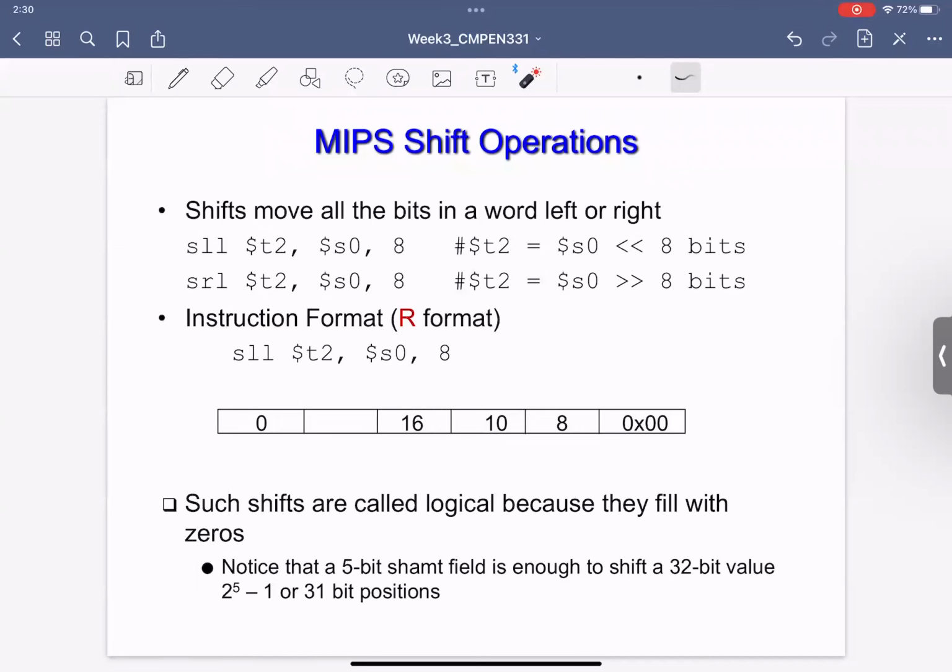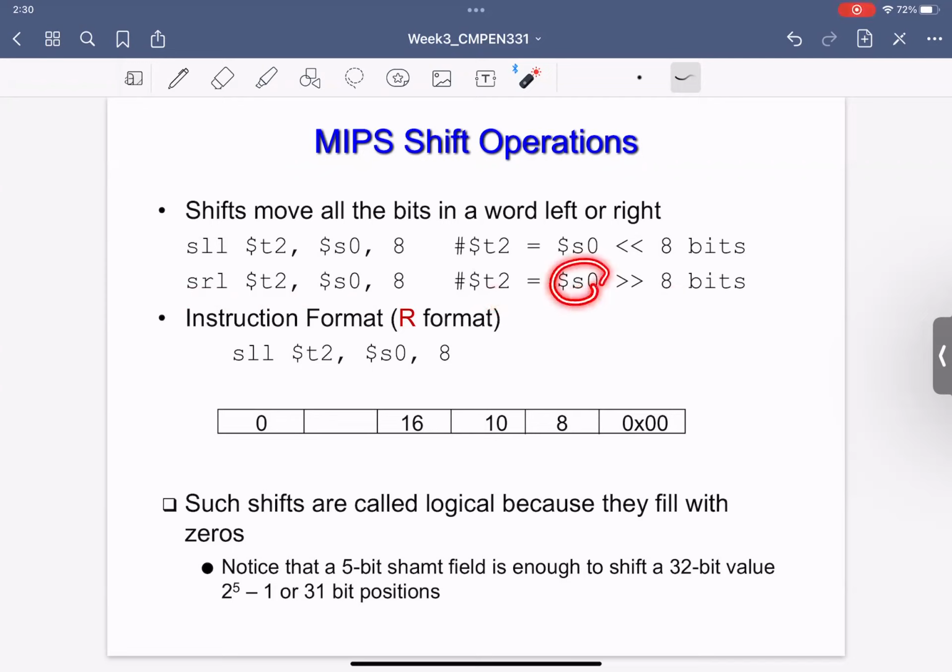So with this shift example, suppose that we have shift left logical T2, S0, 8. How will we read that? This is my destination, this is what I need to shift, and this is by how much amount. T2 is the destination. We will take whatever is in S0, shifted left by 8 bits, and then put the results here. Shift right is the same thing, meaning that we will go to S0, shift it right by 8 bits, and then put the results in T2.